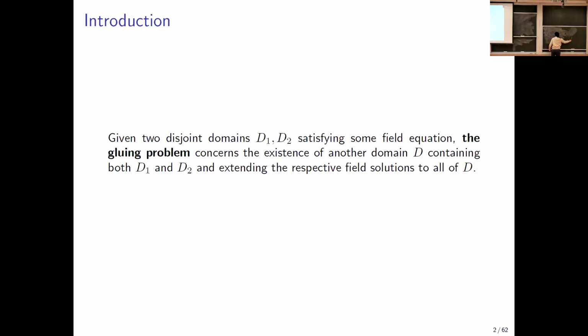And we want to find a bigger domain containing both of them, such that, as I said, the big one contains both of them. That's the first thing we need. The second thing we need is that in the big one, this field equation, that law, is also satisfied. And third of all, when you restrict that law to D1, you get whatever you had in D1, and when you restrict the law to D2, you get what you had originally in D2. So the existence of D is what we call the gluing of D1 and D2. That's the gluing problem.